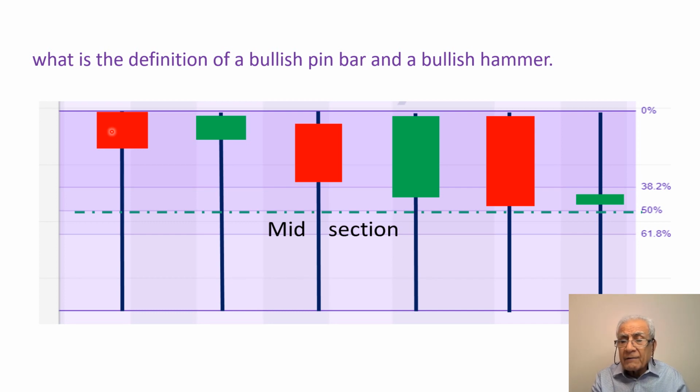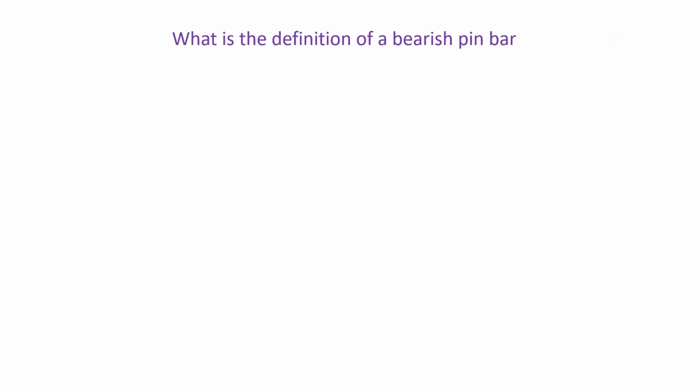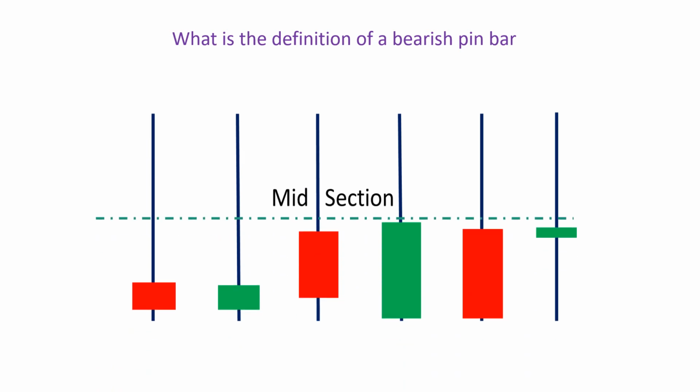Now, in the next slide, I'm going to show you what the bearish pin bar and also the bearish hammer are. What is the definition of a bearish pin bar? In this graph, let's assume the ranges of all these pin bars are the same. You see so many different pin bars with different colors and different body sizes. If the body of the pin bar is below the midsection of the total length, it is considered a bearish pin bar, regardless of the color.